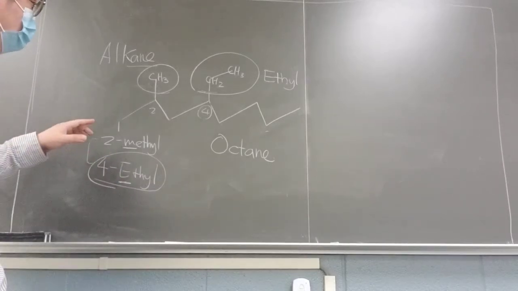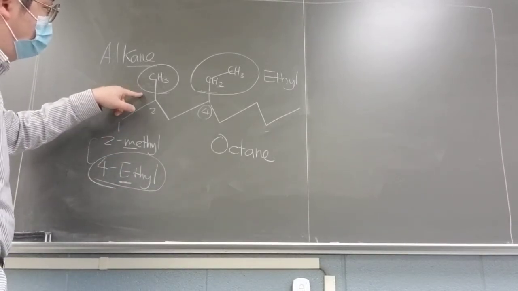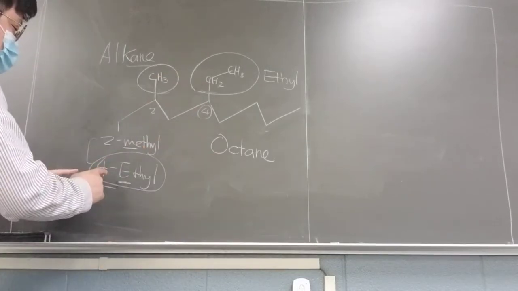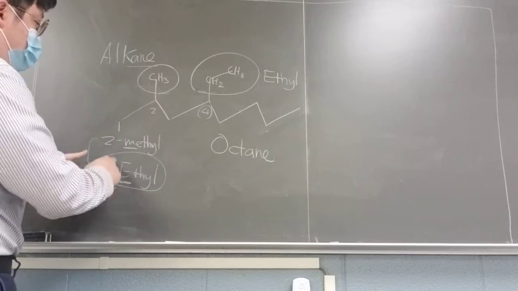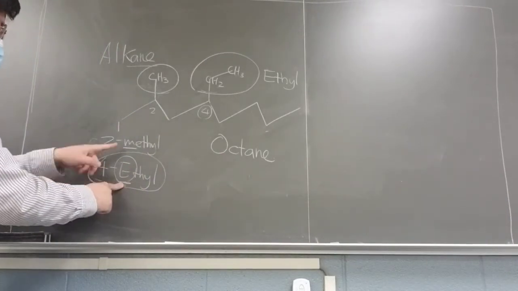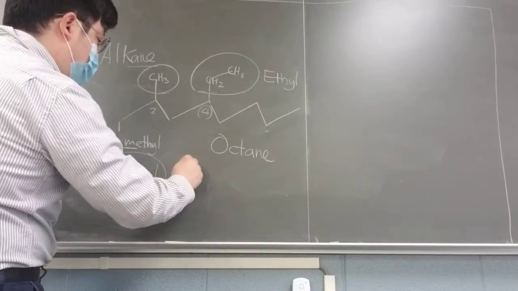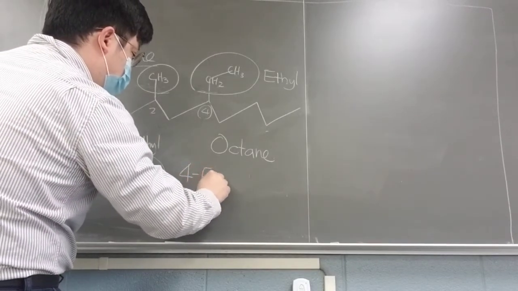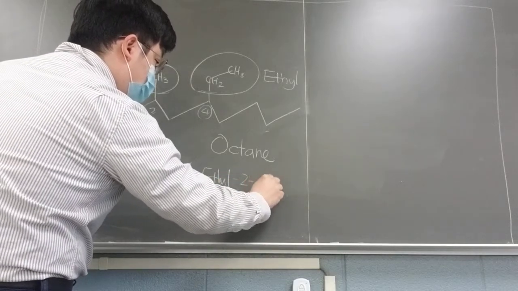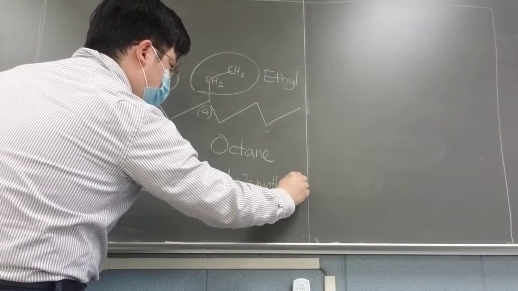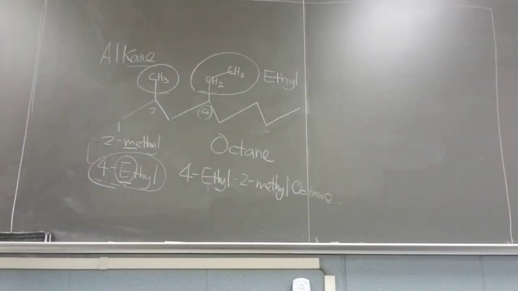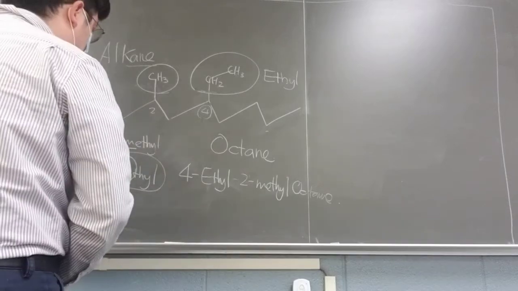So it's not going to be 2 methyl, 4 ethyl octane. It is actually going to be 4 ethyl first and 2 methyl and octane. Because the E comes first, then M. So I'm gonna write 4 ethyl and 2 methyl octane. Okay, perfect.